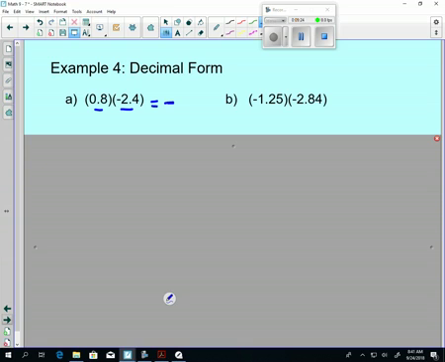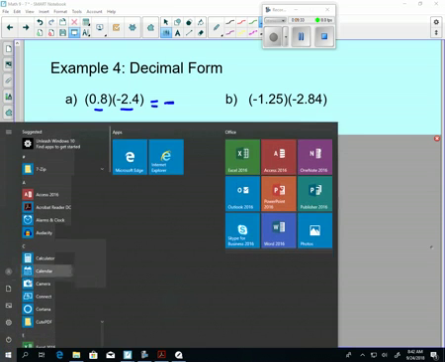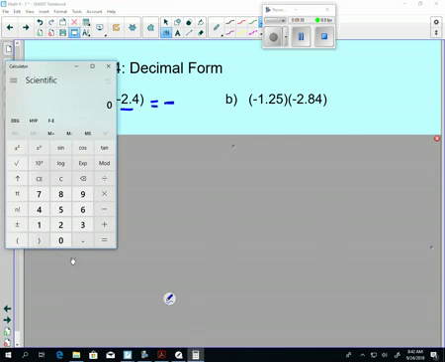And if we multiply 0.8 times 2.4 negative, we get minus 1.92.